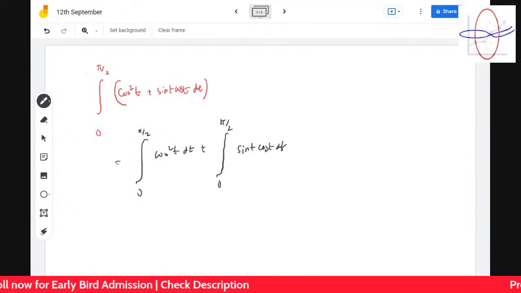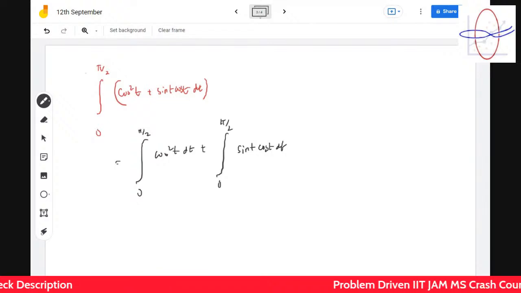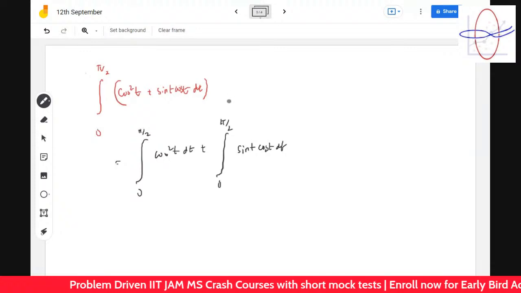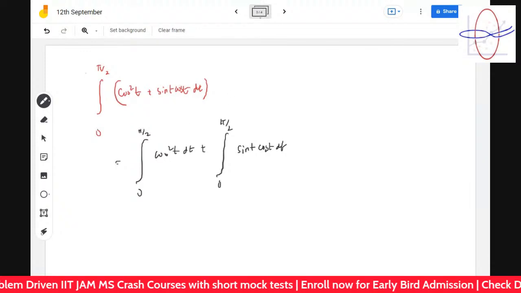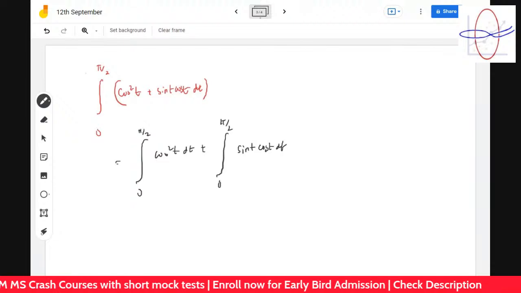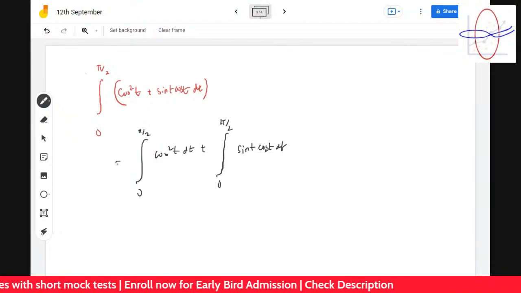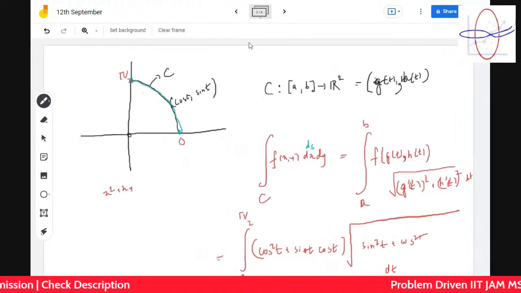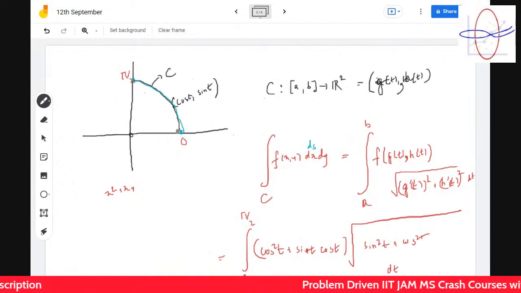any 0 to pi by 2 interval, no, it will not work on any interval, okay? Because sin t and cos t have a period of 2 pi, so you have to fix the corresponding interval length, okay, and then start from there. So I think that is a better idea, and that is where we can start. It's 0 to pi by 2 because it's starting from this to this.